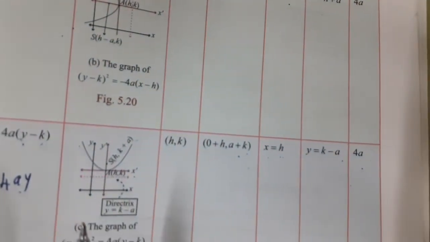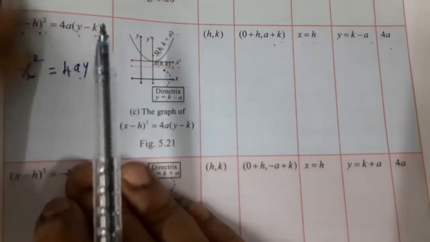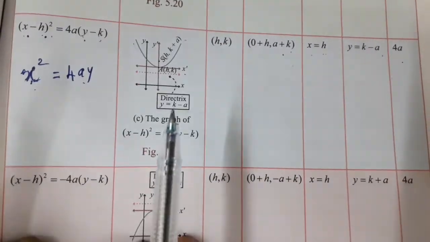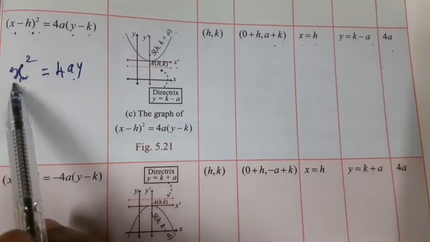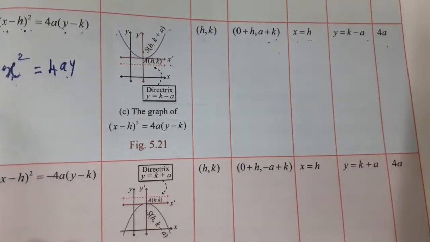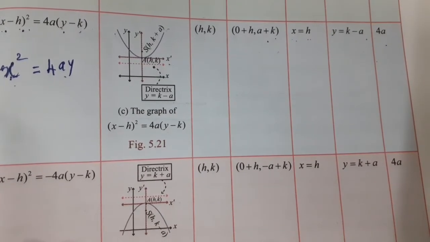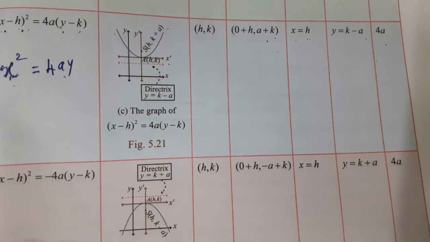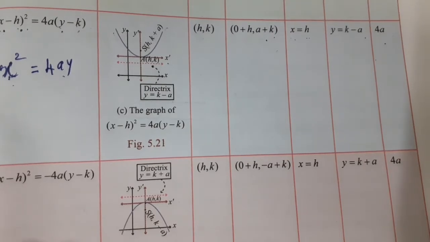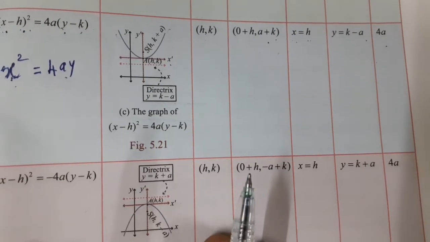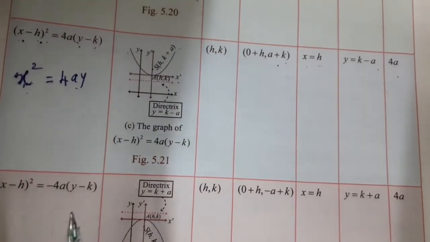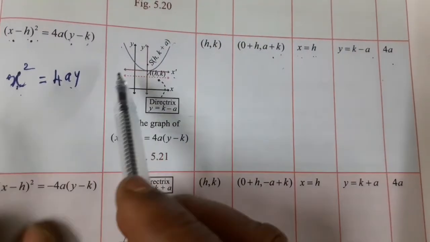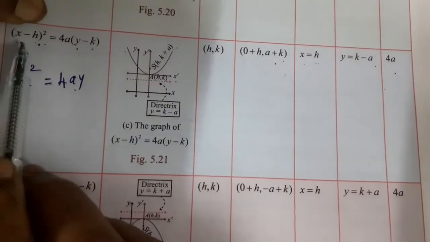Next, we discuss the upward curve as well as the downward curve. Remember it: always start from the left side and right side. Y square equal to 4ax is rightward, y square equal to minus 4ax is leftward. Similarly, x square equal to 4ay is the upward curve. So instead of x, what are you substituting?